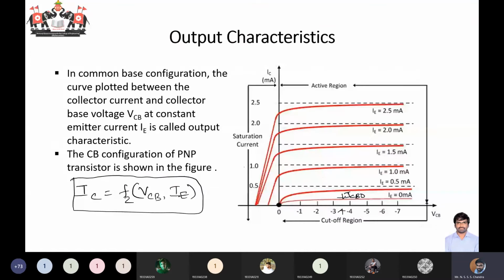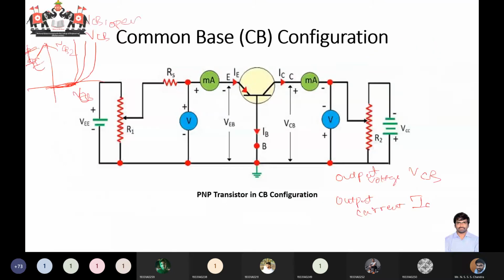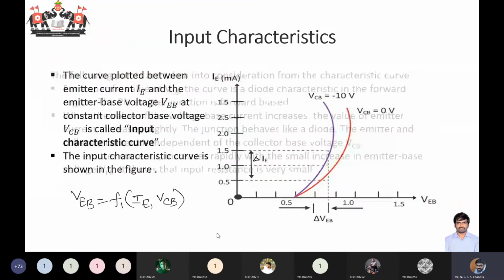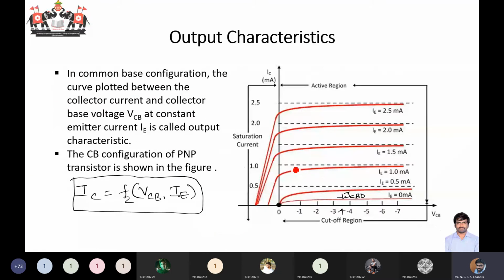And then we have your output characteristics. As I told you, output characteristics are nothing but your graph between your output voltage versus output current. So what is your output voltage? Output voltage is VCB. Output current is IC. So obviously your graph will be between IC versus VCB.